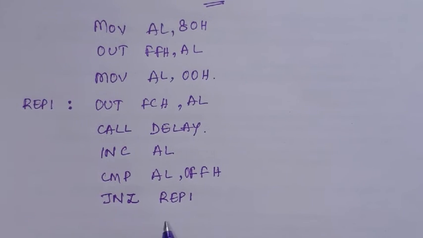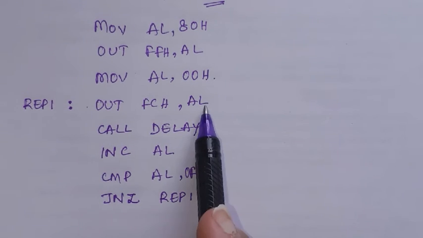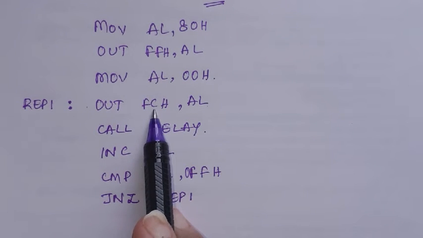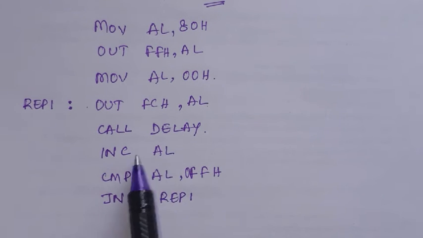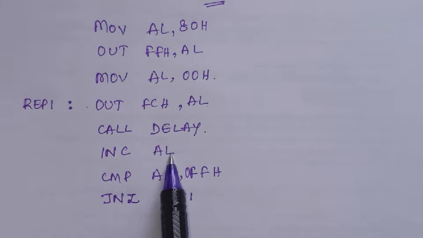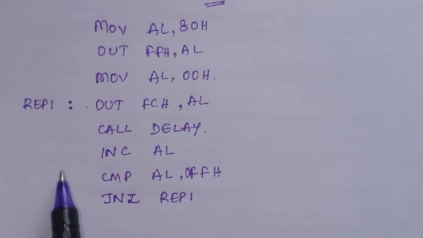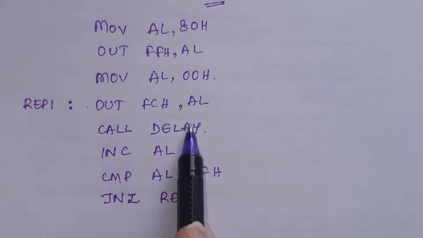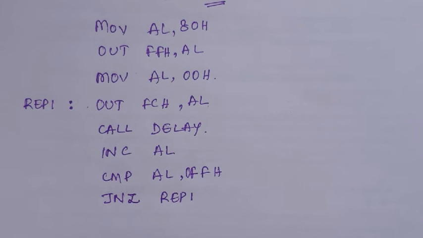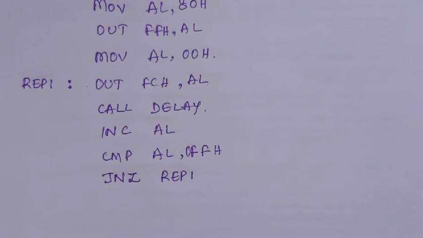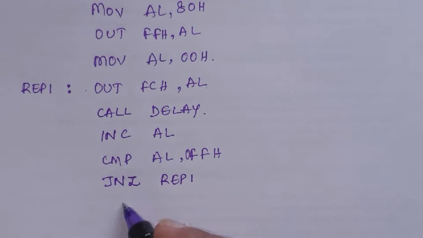Okay, so the program control will come here, again send data to port A, call delay, increment AL again. Let's suppose it becomes 2, compare. If it is not equal to the maximum value, then again repeat. So this is repeated how many times? Till FF, till the AL contents become FF. Once AL contents become FF, it comes out of the loop.